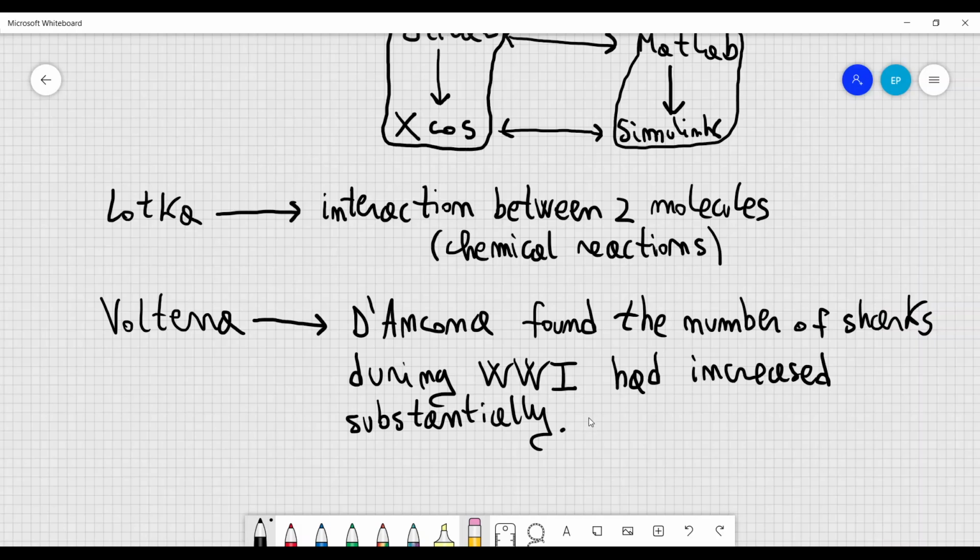And Volterra took the challenge and decided to create a mathematical model which would explain why this would happen. The number of sharks had increased during the First World War. And this was a substantial increase, like 20% or 30%. So he wanted to explain this. And he managed to explain this by using this Lotka-Volterra model, or the Prey-Predator model. It is also called the Prey-Predator model because it focuses on the interaction between two populations, a population of prey versus a population of predators. In this case, the population of predators is sharks, whereas the population of prey is represented by prey fish.